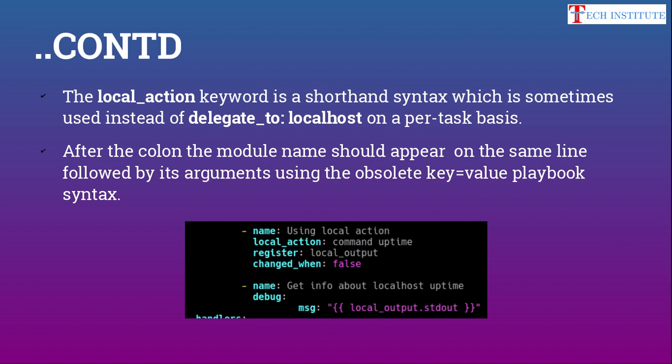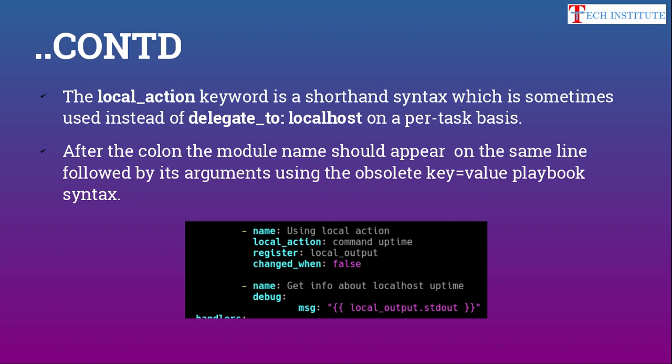So you can see in the second line that local_action: command. I am using the command module and executing the uptime command. It will take the uptime and register it to a local_output variable, and then in the next task it will just show you the output.